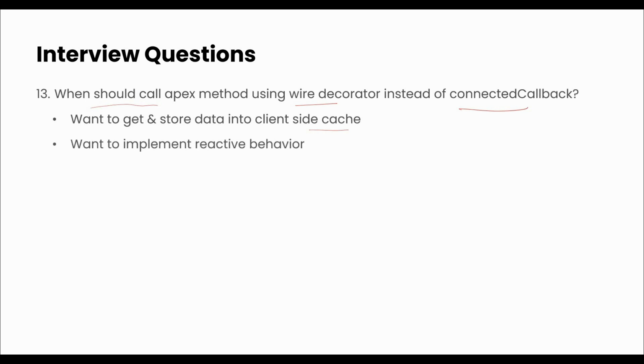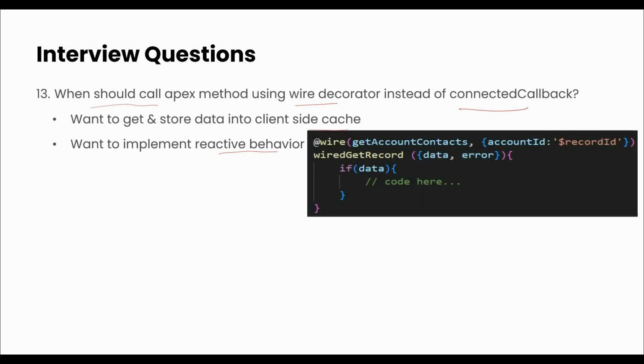And the second reason is, if you want to implement reactive behavior, then we should call the method using the wire decorator instead of connectedCallback. Reactive behavior means whenever an input parameter's value changes, the system should automatically get data again as per the updated input values. For example, here we are calling an apex method using the wire decorator and passing account ID as input with reactive behavior. Now, whenever we update the value in this recordId property, the component will automatically call this method again and get the data for the updated account ID. Okay? And to pass a parameter as reactive, we have to add $ with the property in single quotes.